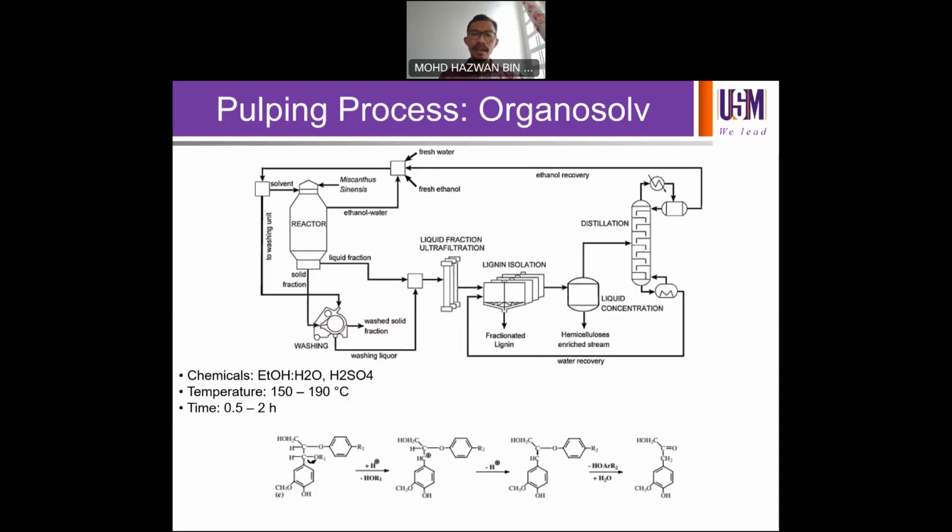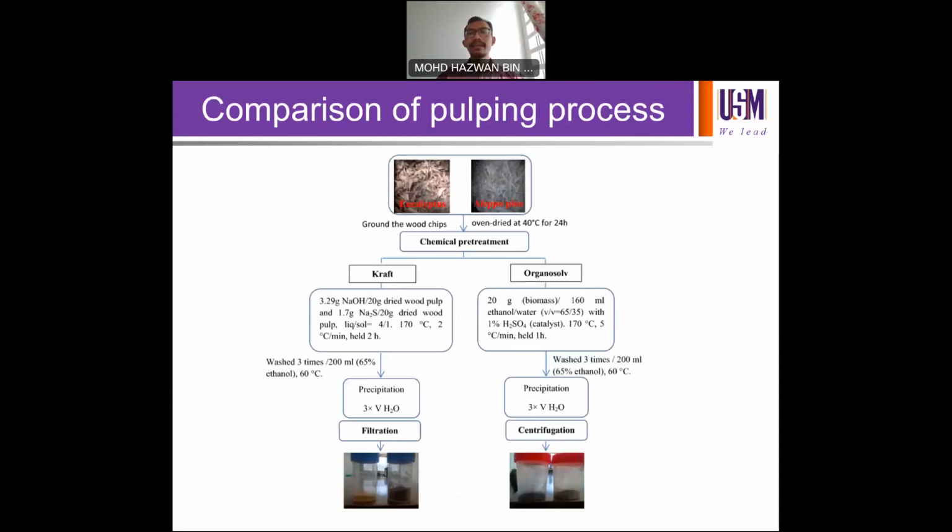And then the temperature is slightly increased, around 150 to 190, with a quite short working time, around half an hour to 2 hours. Comparing the pulping processes, you might wonder what's the difference in the quality of the lignin obtained. Obviously, when you extract lignin using the alkaline process, you obtain a more condensed structure compared to lignin isolated using the organosolv method. So the organosolv method produces a lower yield of lignin, but it gives slightly better properties in terms of solubility or antioxidant activity than alkaline process lignin.